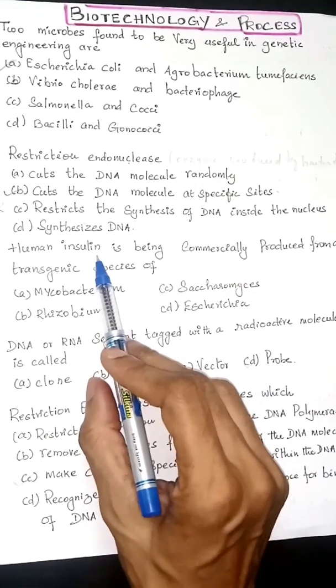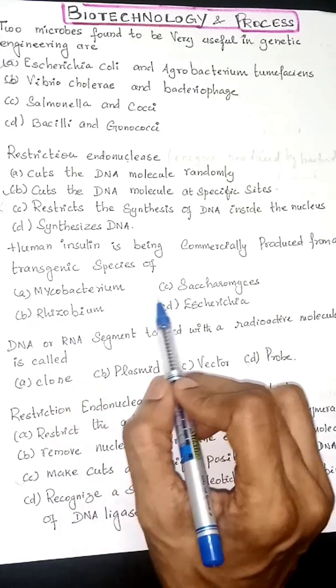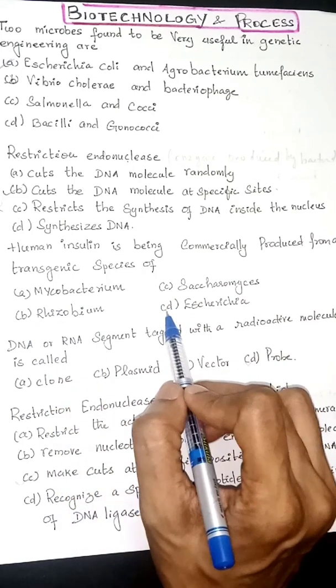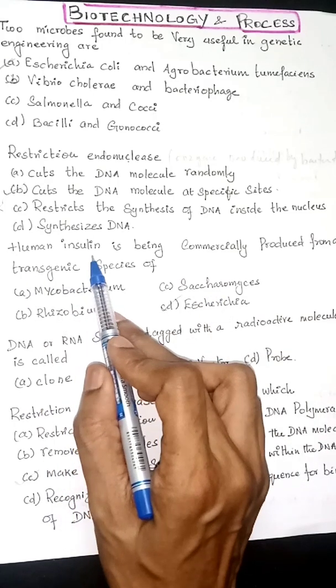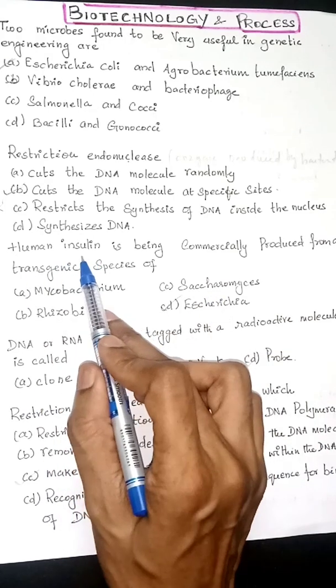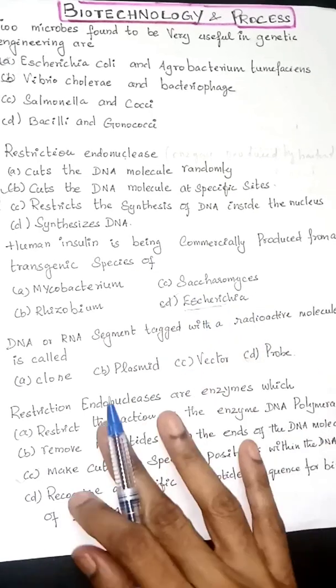Human insulin is being commercially produced from a transgenic species of: A. Mycobacterium, B. Rhizobium, C. Saccharomyces, D. Escherichia. The fourth choice is correct, Escherichia. From this species, human insulin is commercially prepared. What we are using now for diabetic patients is commercially synthesized from this species, Escherichia.